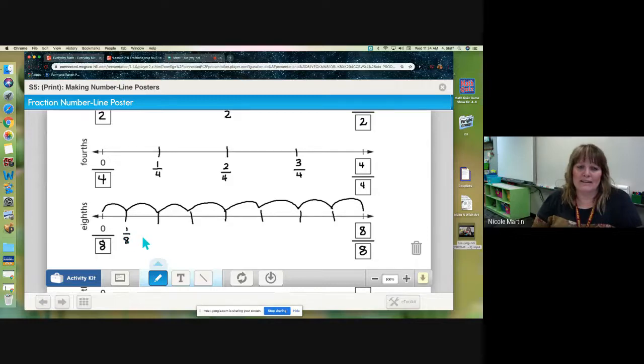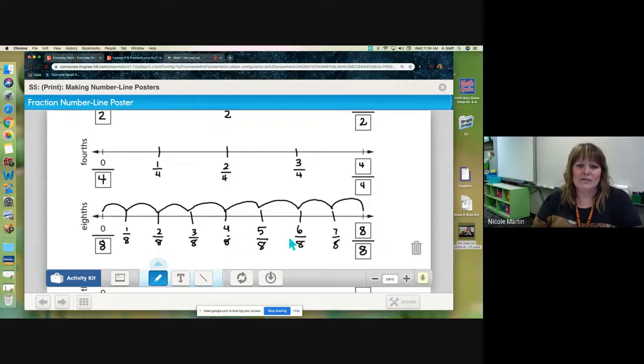We have 1/8 there, 2/8 there, 3/8, 4/8, 5/8. Hopefully your handwriting will be better than mine. 6/8, 7/8, and of course 8/8. So you just made the eighths.